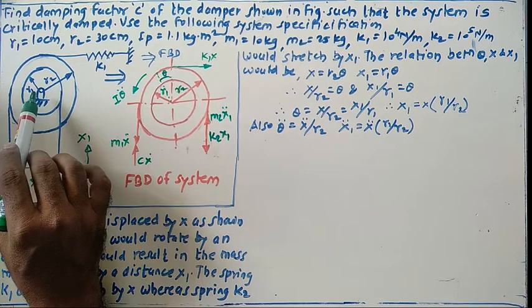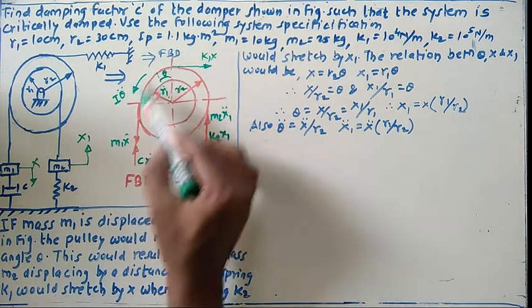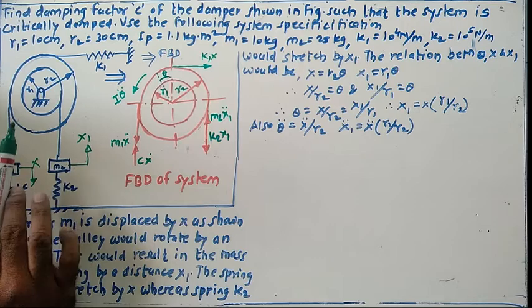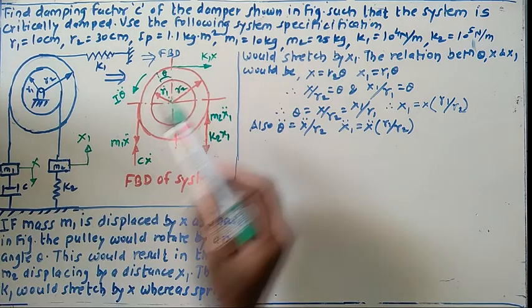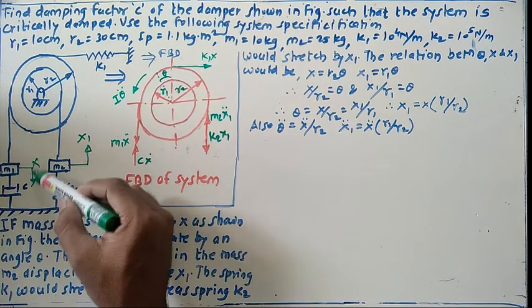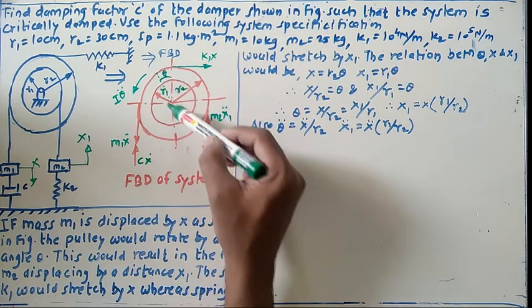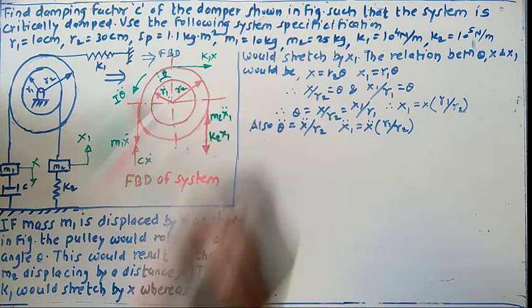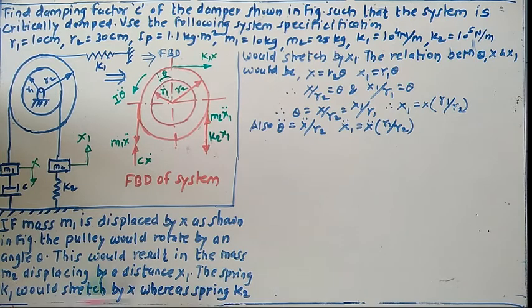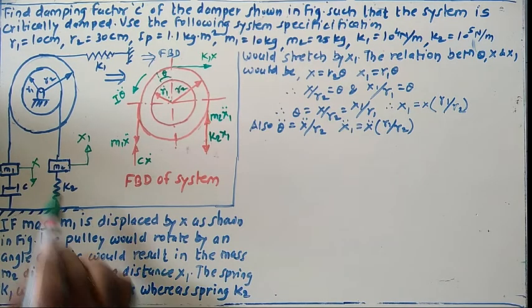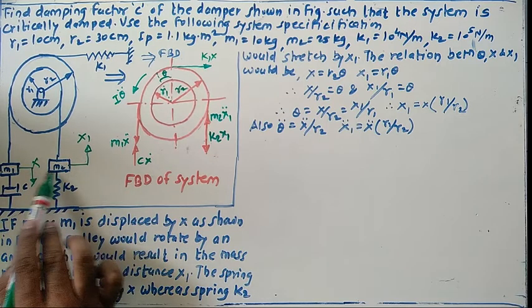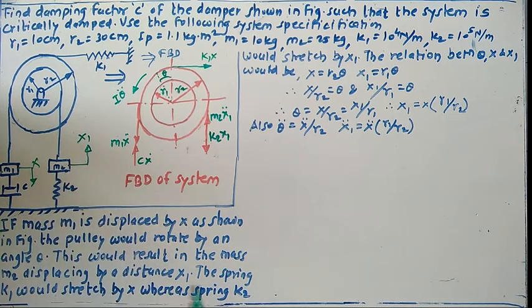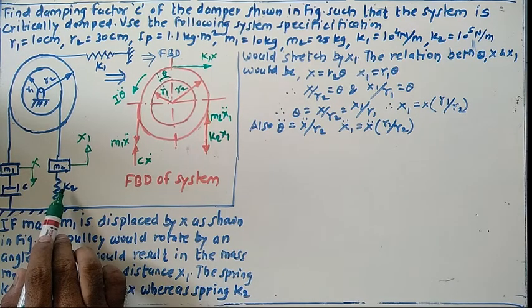So if you look at this, this is nothing but the free body diagram for the given system. When the mass is displaced by this distance x, the pulley is rotated by an angular displacement, that is angle theta. This results in the mass m2 displacing by a distance x1. The spring k1 is stretched by x, whereas the spring k2 is stretched by x1.